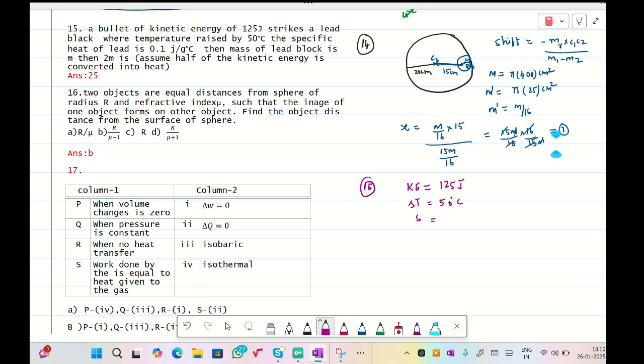And the specific heat is given as 0.1 joule per gram degree centigrade, so you have to convert it into calories by dividing by 4.2. Now the mass of the lead block, Q is equal to m s delta T. But I don't know the Q value.